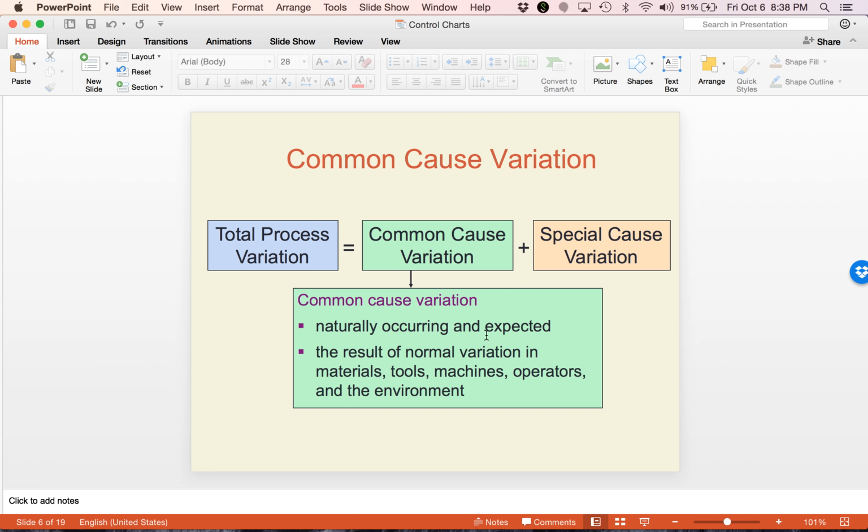So common cause variations are just, again, naturally occurring and expected. There's nothing we can do about them. They are the result of just normal factors in the process, like if I'm looking at variations in machines, which may perform slightly differently, or tool sizes, or temperature ranges, or measurements, there's going to be what we call normal variation. And that kind of variability is generally assumed to be known and following a particular kind of distribution, such as the normal distribution.